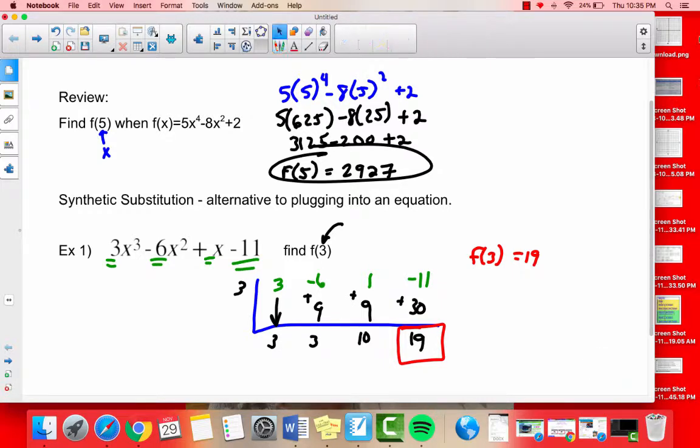And you could check and see if that works. Take 3 and plug it into the original equation using the plug and chug method, and you should get 19, just like we did in the synthetic division. All right, so that process right there is called synthetic substitution.